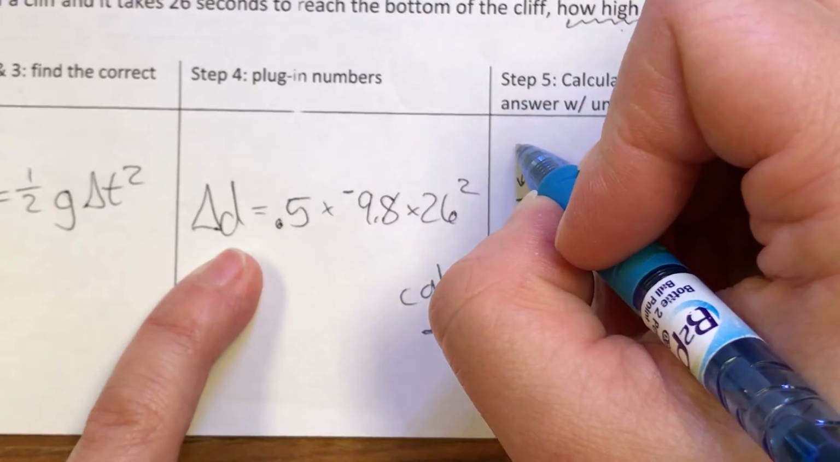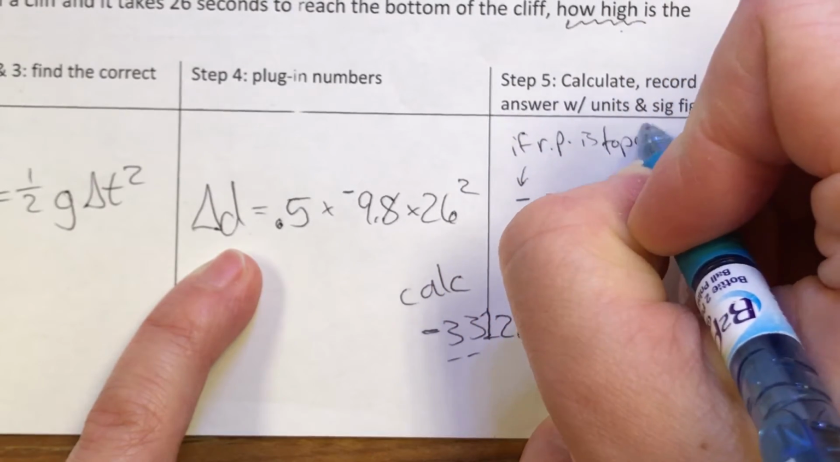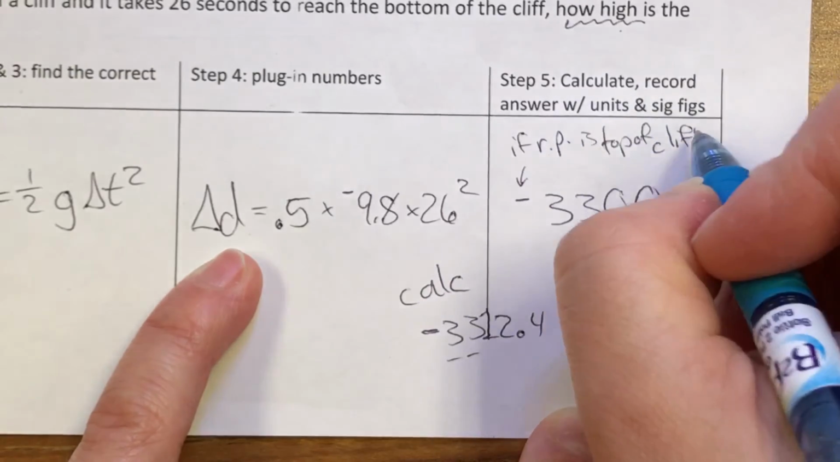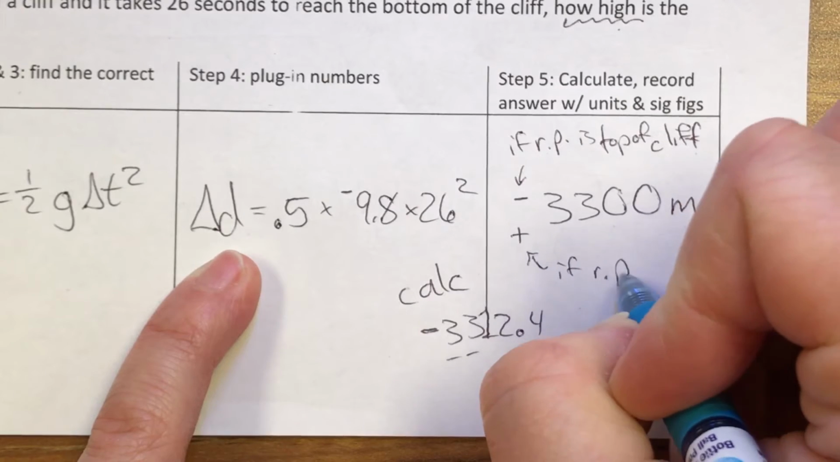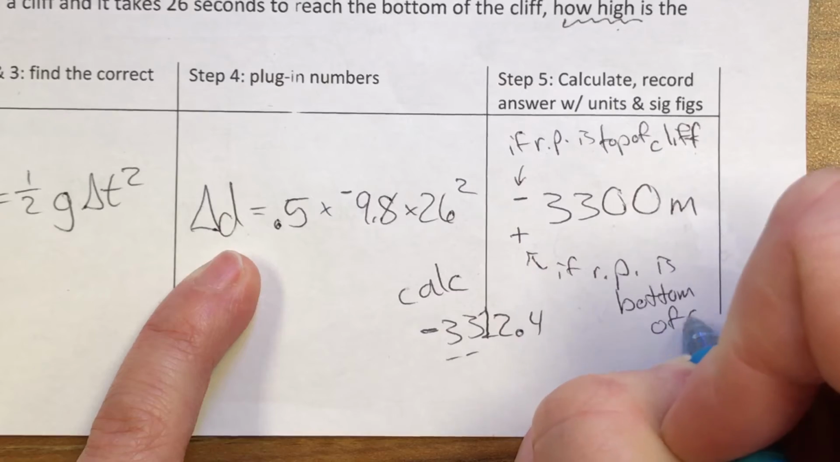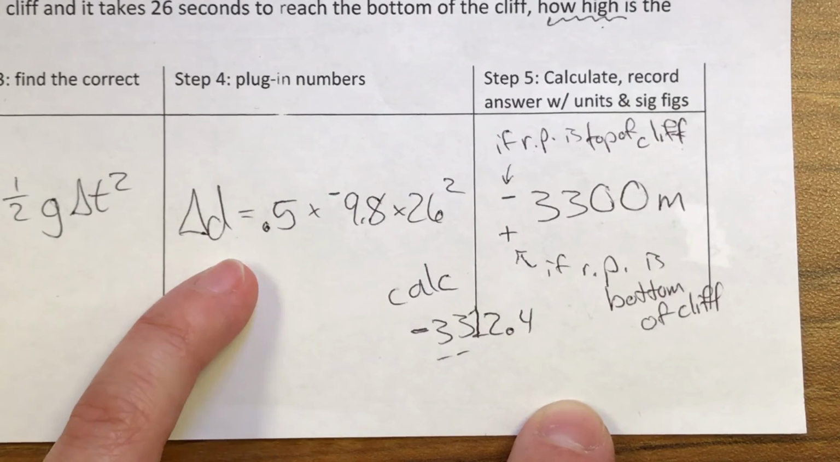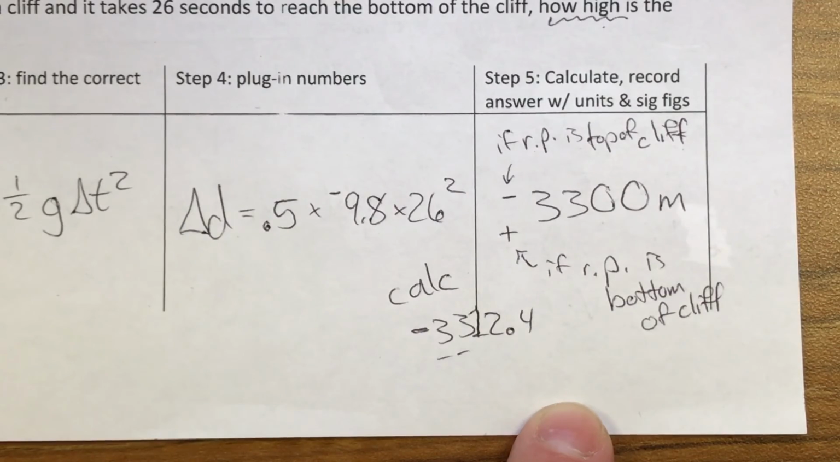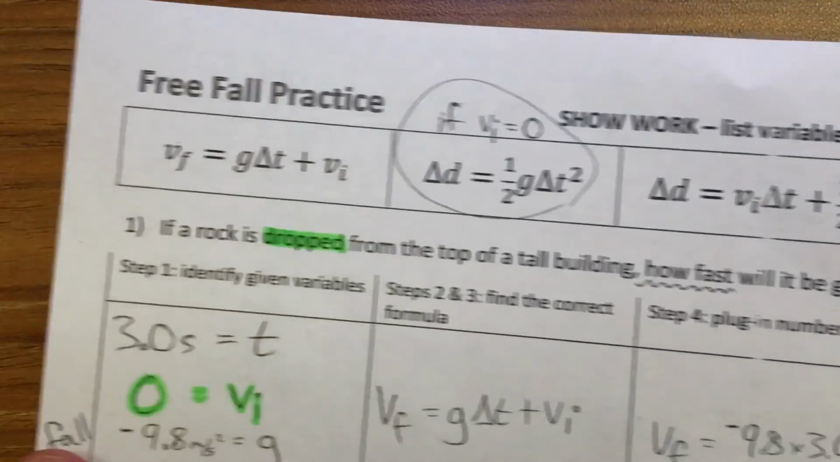Now notice the negative. The negative we use if the reference point is the top of the cliff. It would be positive if the reference point is the bottom of the cliff because it's going up from that reference point. So whether you choose to make it positive or negative, I don't care. Just be sure you know which reference point you're referring to based upon that positive or negative. And there you go. That is the entire worksheet. Hopefully it made sense.